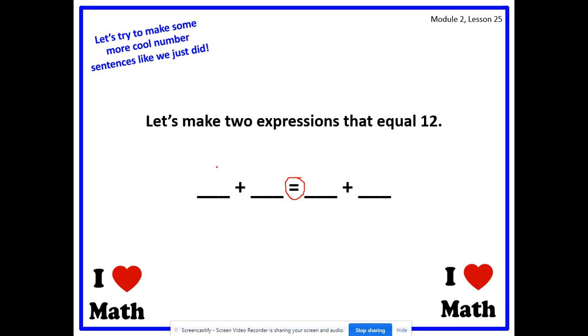You want to know what mine is? Well, Miss Gomez is going to share hers. I wrote 6 plus 6 because 6 plus 6 equals 12. And then 10 plus 2. And this is a true number sentence because 6 plus 6 equals 12 and 10 plus 2 equals 12. So they are equal on both sides. Check. Give yourself a big check mark if you made a true number sentence.